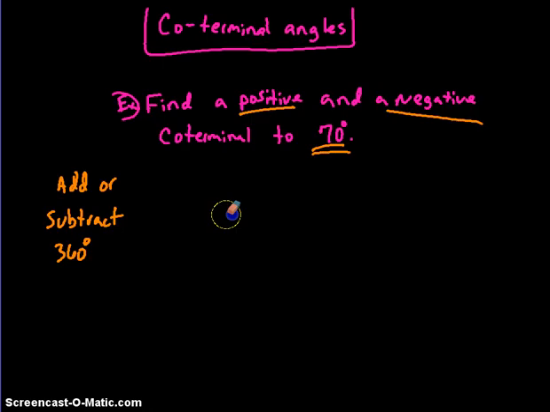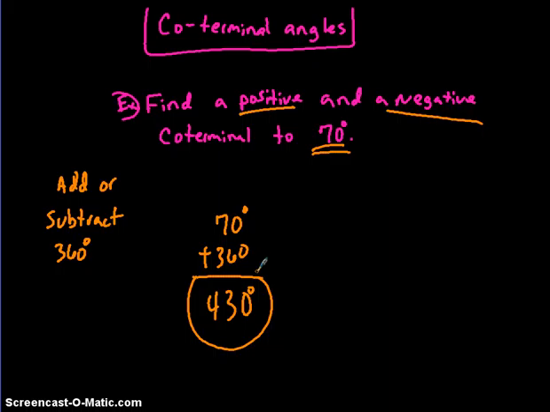So that's 70 degrees. Now I want to find a coterminal to it, 70 degrees. I can add 360 to it. And you plug in the calculator 70 plus 360, and you should get 430 degrees. So this is one coterminal to it. So this is a positive coterminal. So that's a positive coterminal to it.